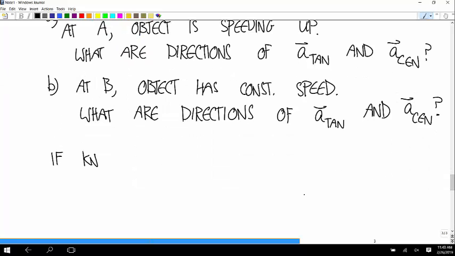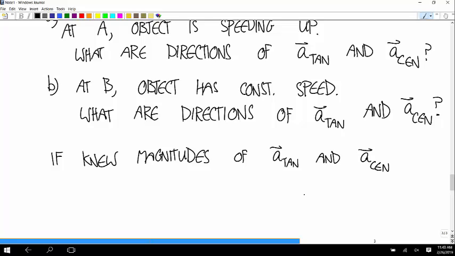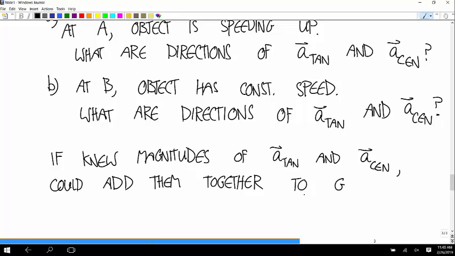So if now we knew the magnitudes of A tangential and A centripetal, we could add them together to get the vector components of A.